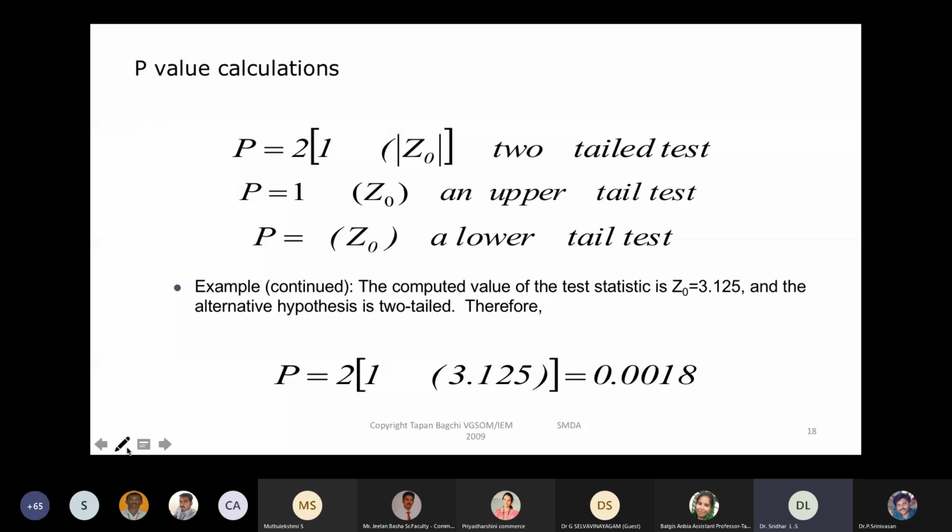I said there is an upper tail test and a lower tail test. It is like negative and positive, that is, left tail and right tail. You can fix it with any kind of criterion.